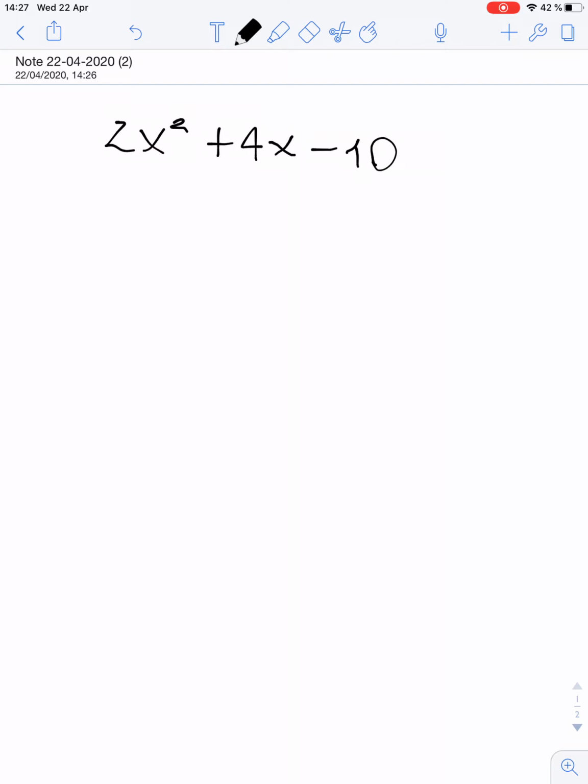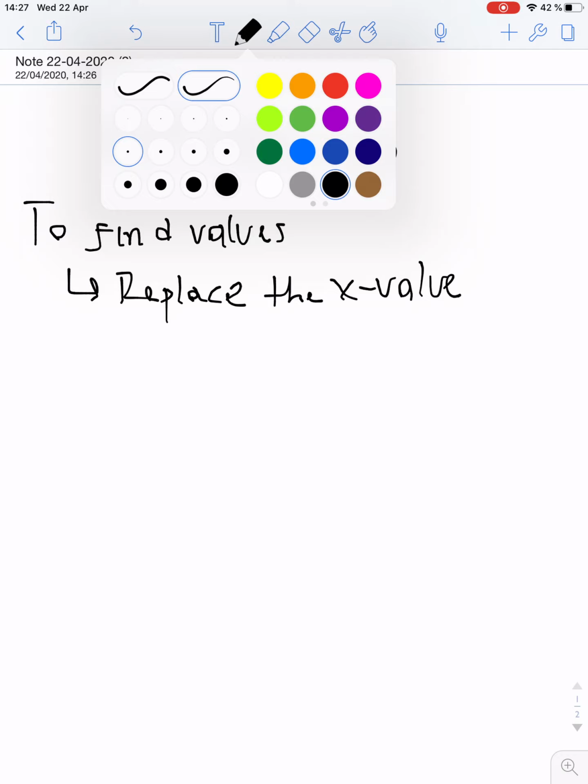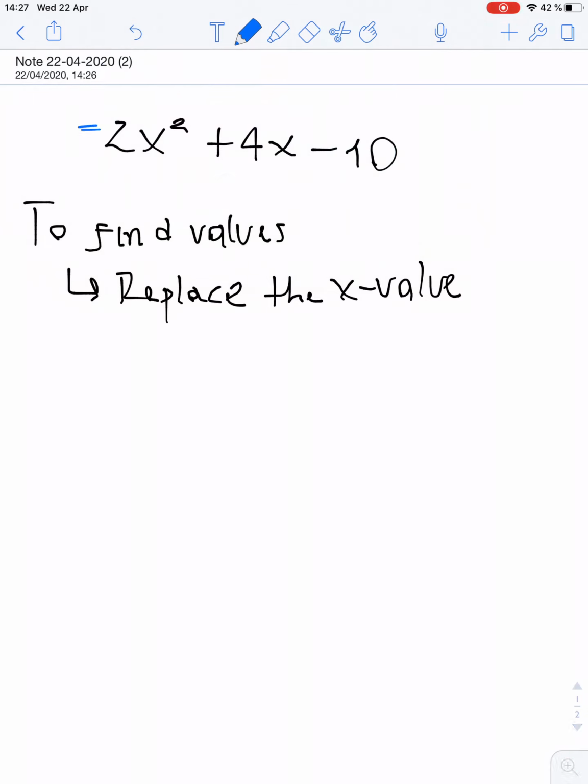Then the idea is to find values. The idea is to replace the x value in the formula. Just to remind you, remember that this quadratic equation is equal to y. We are going to find three coordinates from this equation.